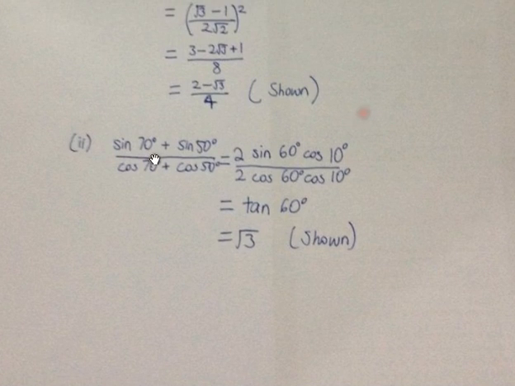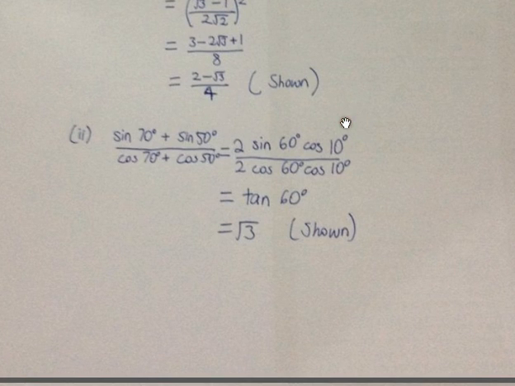Finally, we want to find sine 70 degrees plus sine 50 degrees out of cosine 70 degrees plus cosine 50 degrees. So once again, we use the factor formula in the formula sheet. So sine plus sine is equal to 2 times sine half of angle A plus B times cosine of the difference between A and B out of 2.